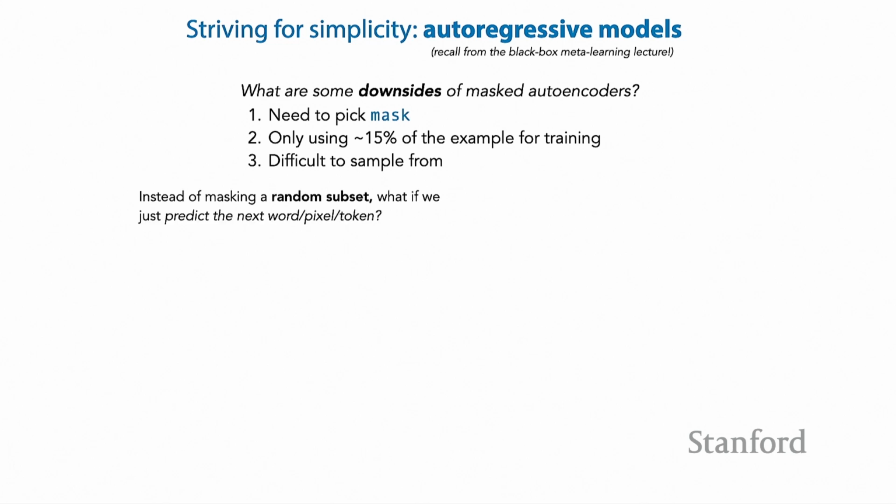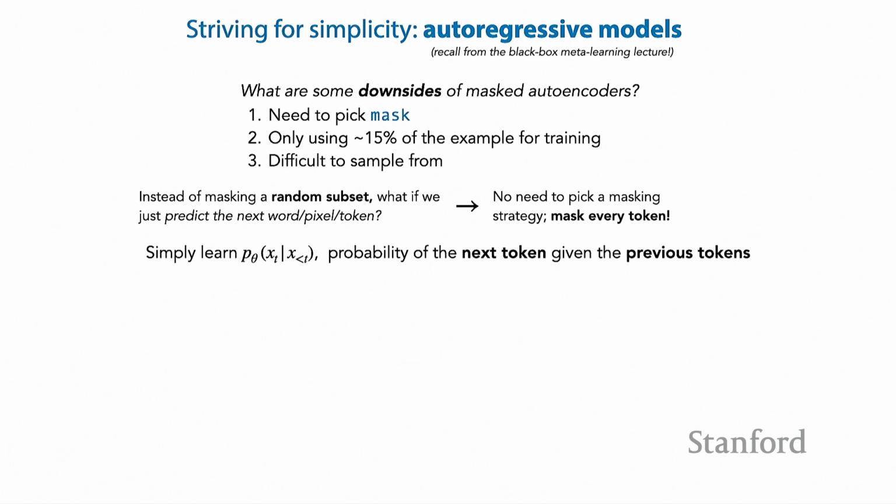Okay, so basically the idea behind autoregressive models is we're going to simply ask, well, instead of masking out a random subset of the input, what if our learning objective is just to take a prefix of the input and predict the next word, or the next pixel, or the next token, or the next patch, or whatever. So now we don't have to pick a masking strategy at all. In a sense, we're masking every token. And so what we're going to learn is simply this autoregressive model, which parameterizes a distribution over the next token or the next word or whatever, given the preceding.